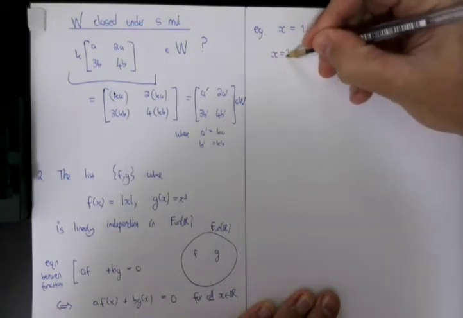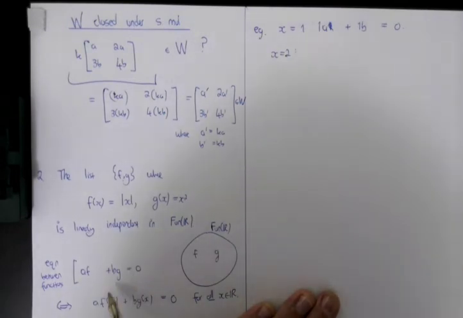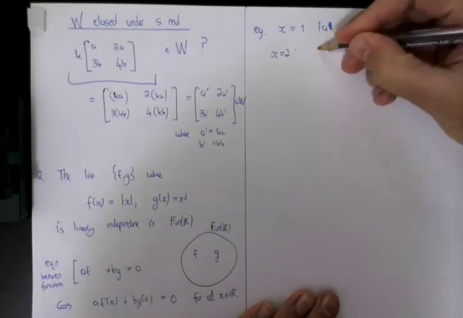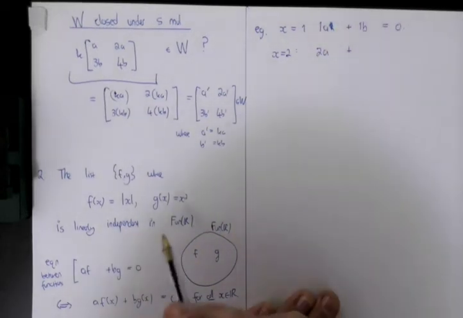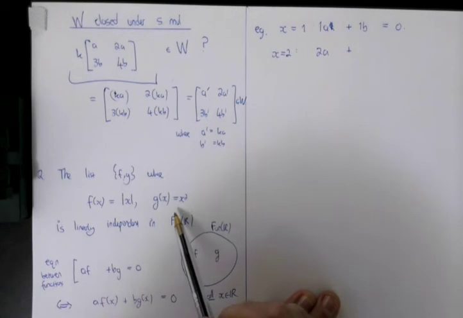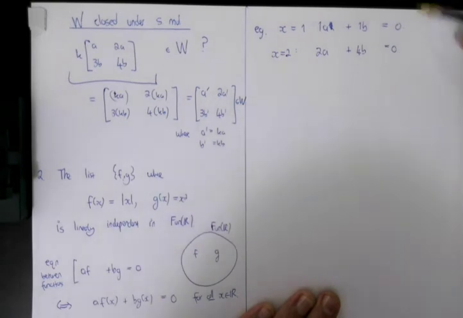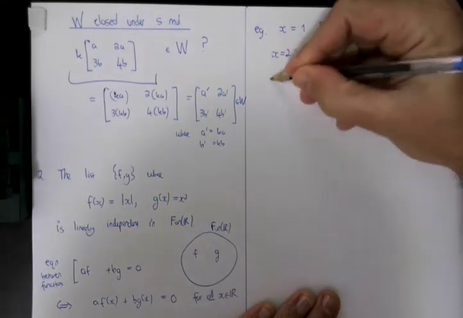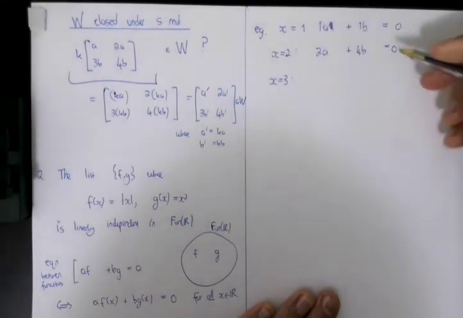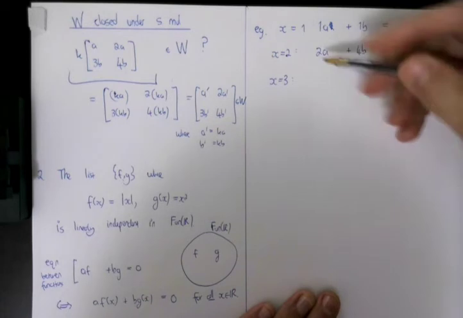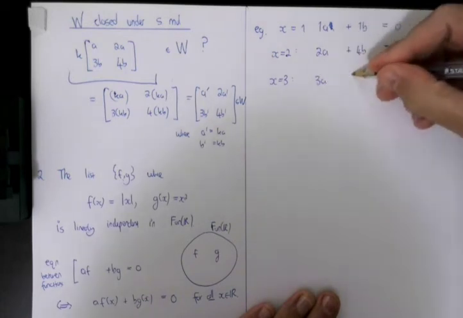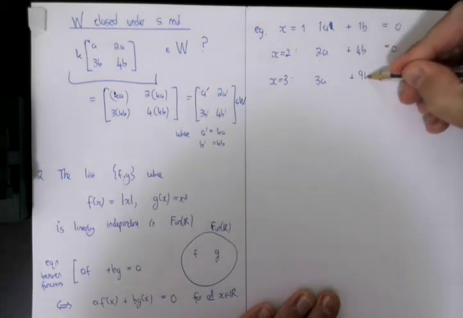What about when x equals 2? What does the equation say? Well, it says a times f of 2, the absolute value of 2 is 2, so I get 2a, plus b times g of 2, g of 2 is 4, so I get 4b is equal to 0. That's the equation when x equals 2. How about when x equals 3? It will say a times f of 3, which is 3a, plus b times g of 3, which is 9.